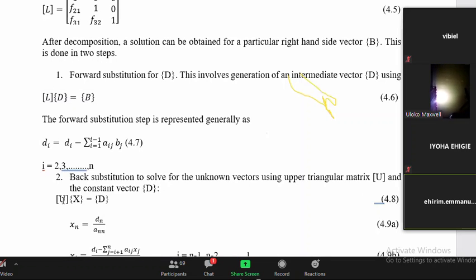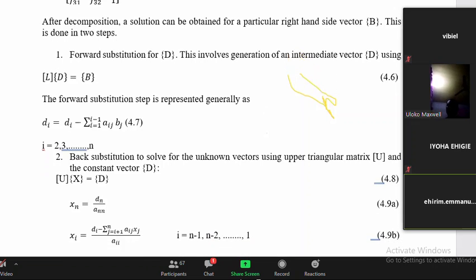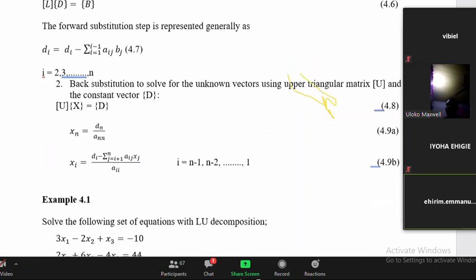Now we use D and U to find X. Right? We are going to see it numerically. We do back substitution using U, X, and D. These values of D will automatically be the values of the right hand vector modified as if we applied Gauss elimination on B. All right?